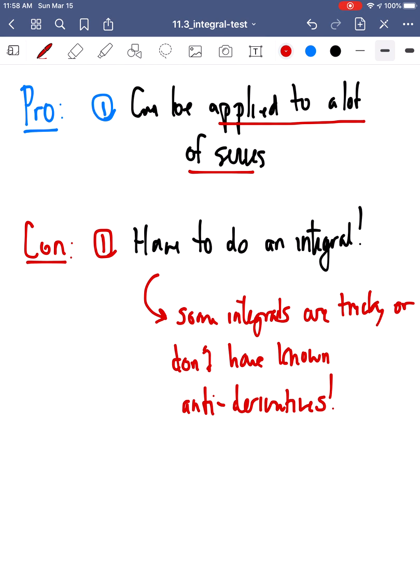So that's basically what we have for the integral test. It's a test that can be applied to lots of series as long as we can do the improper integral of the function that's associated with our series function.